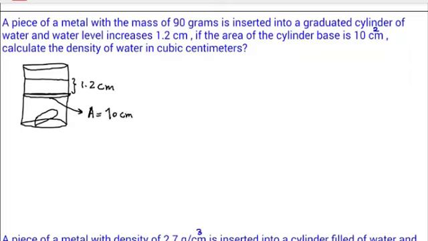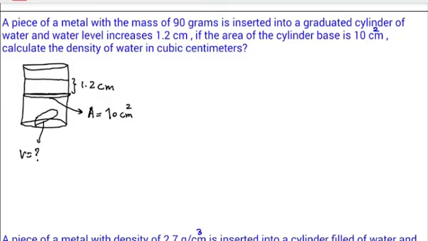Okay, calculate the density of metal in grams per cubic centimeter. So for knowing the density of the metal, we should know the volume of this object. But we know that the volume of this metallic object is equal to the displaced water. How much water is displaced? Okay, we can calculate the displaced water in the graduated cylinder.